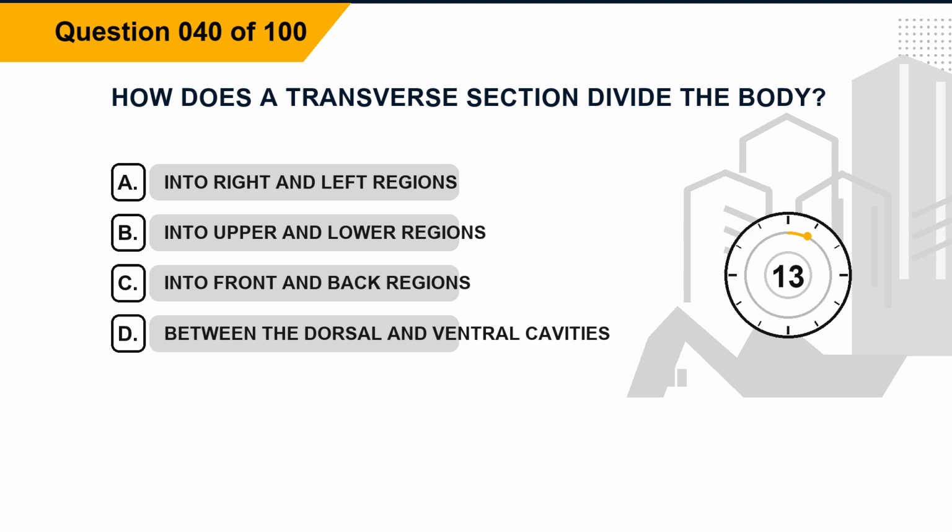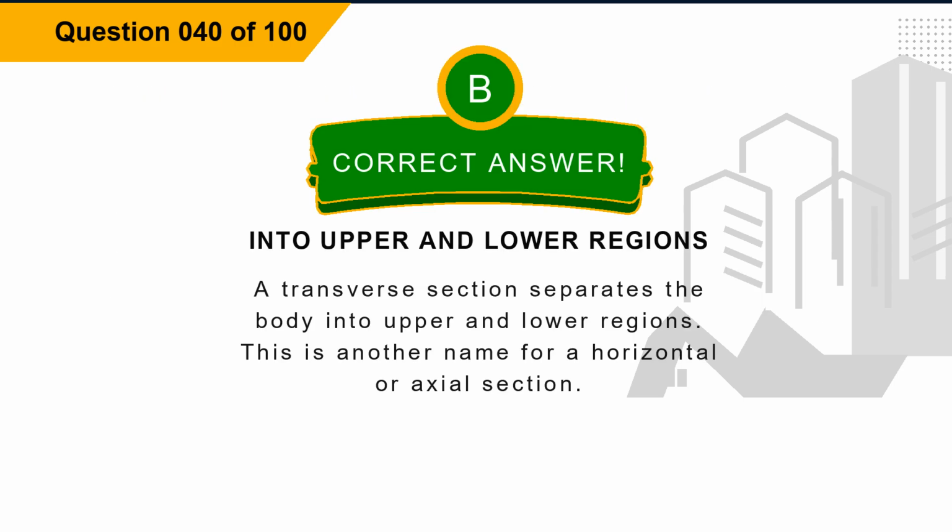Question 40. How does a transverse section divide the body? Option A, into right and left regions. Option B, into upper and lower regions. Option C, into front and back regions. Option D, between the dorsal and ventral cavities. The correct answer is option B, into upper and lower regions. Explanation. A transverse section separates the body into upper and lower regions. This is another name for a horizontal or axial section.